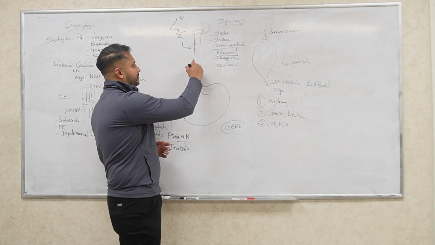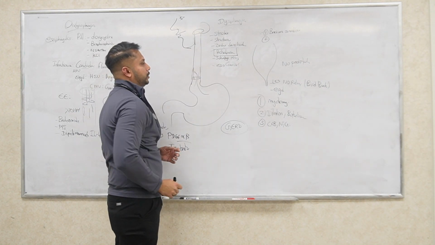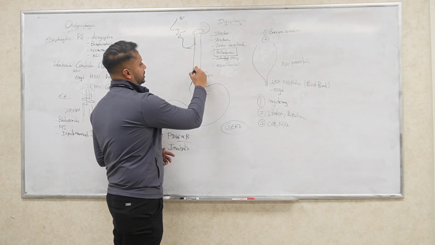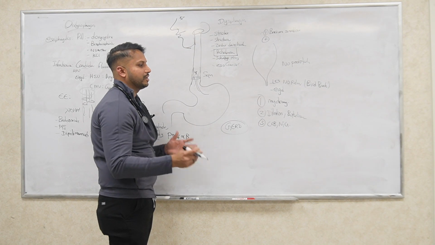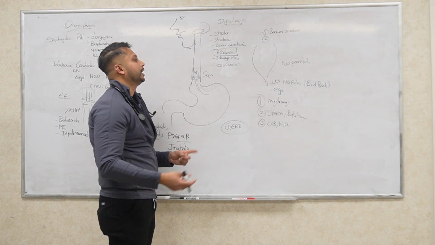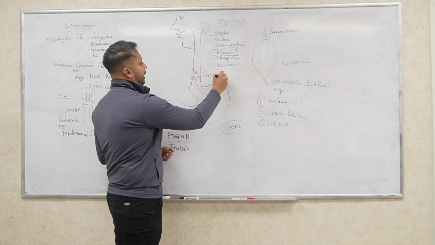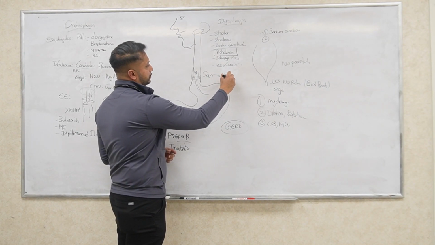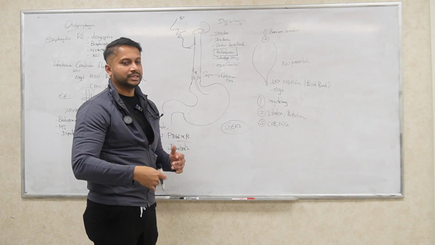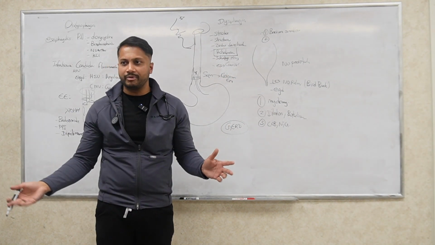Normally, what type of cells should you have here? In your esophagus, you should have squamous cells, right? But what happens is when you have this acid reflux, the squamous cells cannot handle the acid's heat. So as a result, it undergoes metaplasia to columnar epithelium. Okay, columnar epithelium, and then from metaplasia it ends up going to neoplasia, and then you end up with cancer.